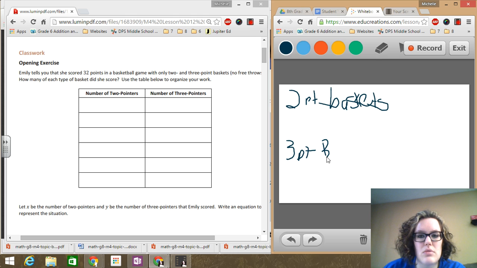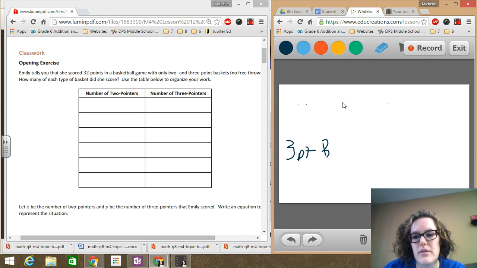Now, when you shoot a 2-point basket once, you have a total of 2 points. If you shoot a 3-point basket, just one 3-point basket, then you have a total of 3 points. We have to figure out between these two baskets, how did she come up with her 32 points in a basketball game? Well, the very first one we can look at is the 2-point baskets.